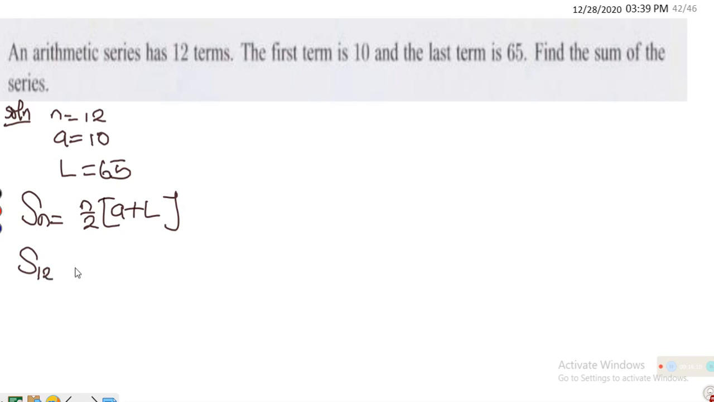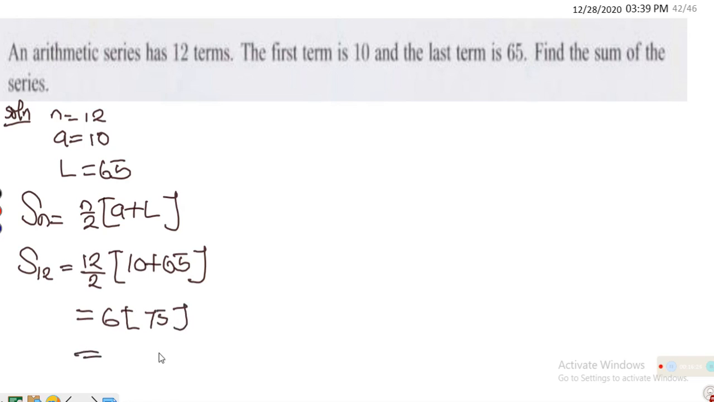So we have S12 equals 12 over 2 into bracket a plus 65. So this is 6 multiplied by 75. 6 times 5 is 30, carry 3, 6 times 7 is 42 plus 3 is 45. So S12 is 450.